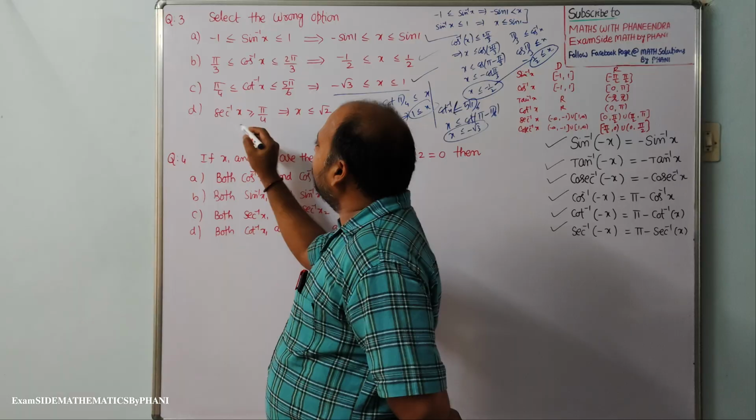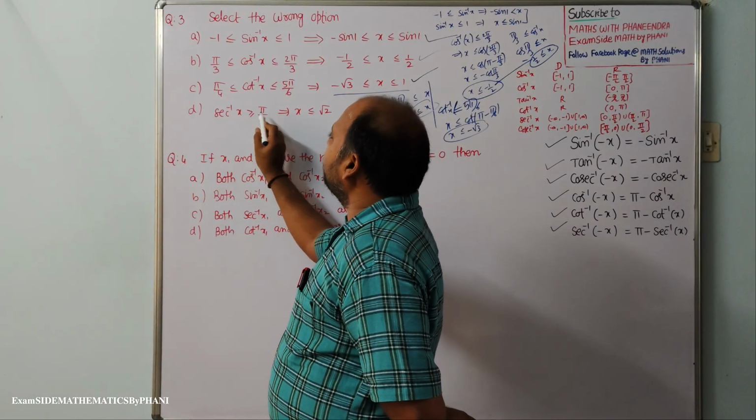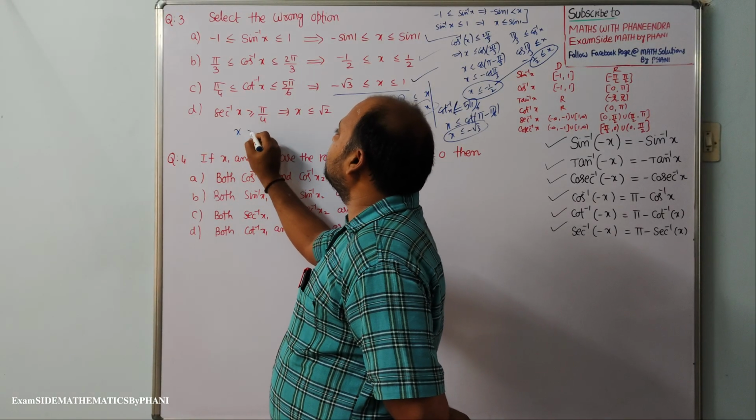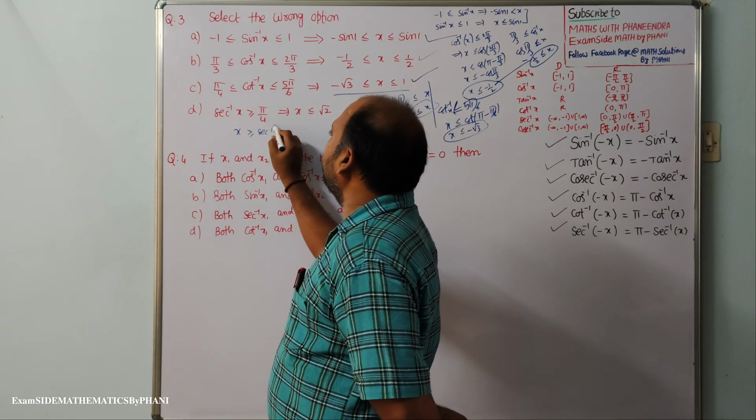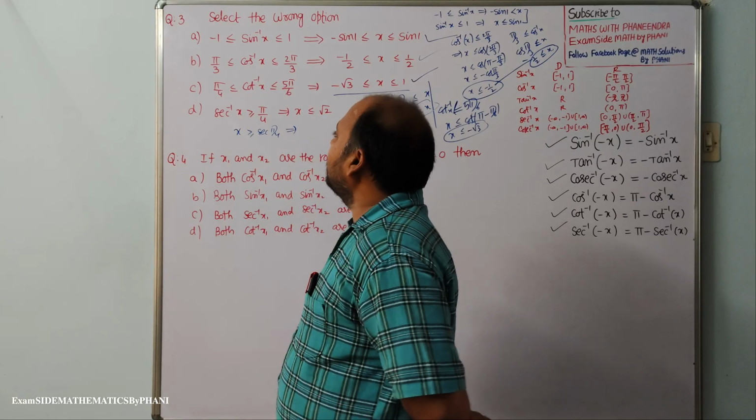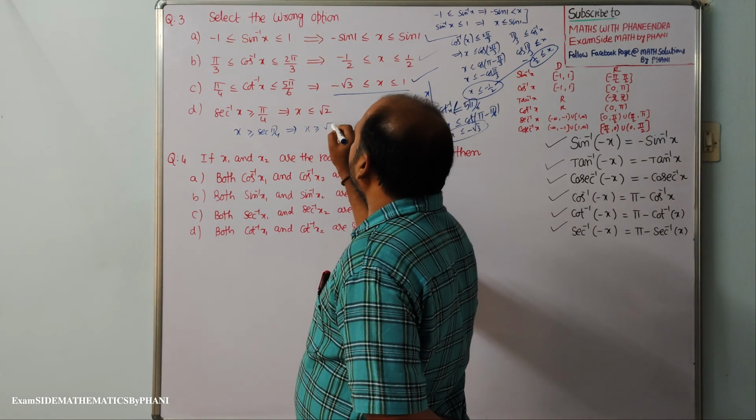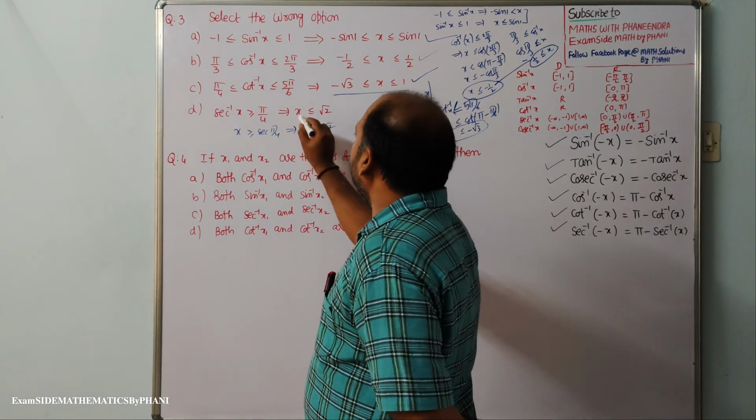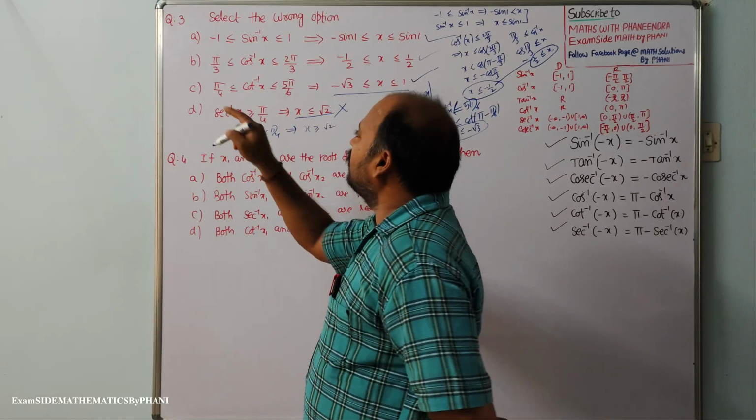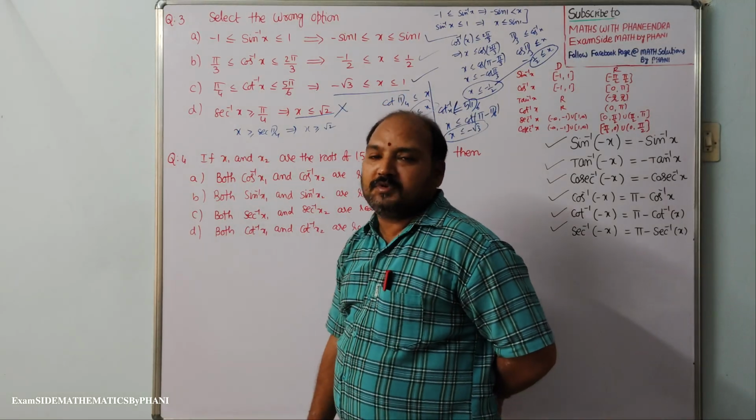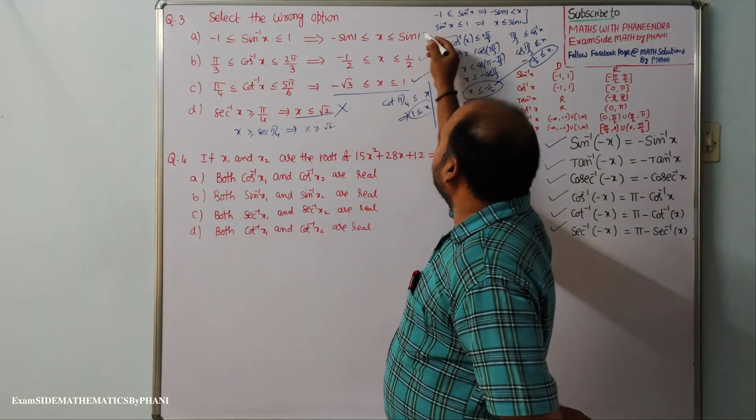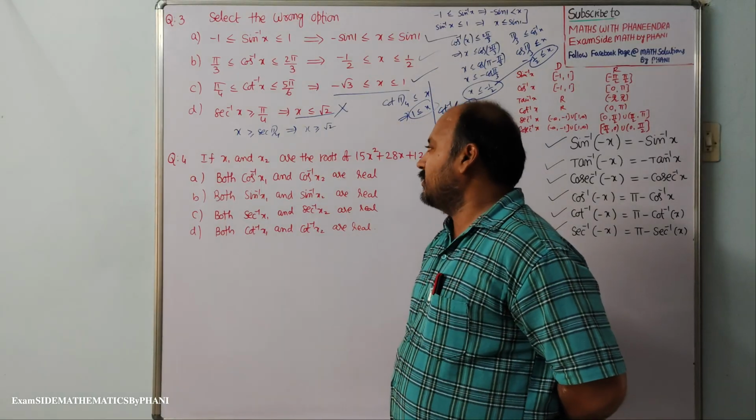But if you come to here, secant inverse of x is greater than or equal to pi by 4. So x is greater than or equal to secant pi by 4. That implies that x is greater than or equal to root 2 will come. But here less than is there. So the fourth option is the wrong option. This is the way. All three are correct, and the fourth option is the wrong option.